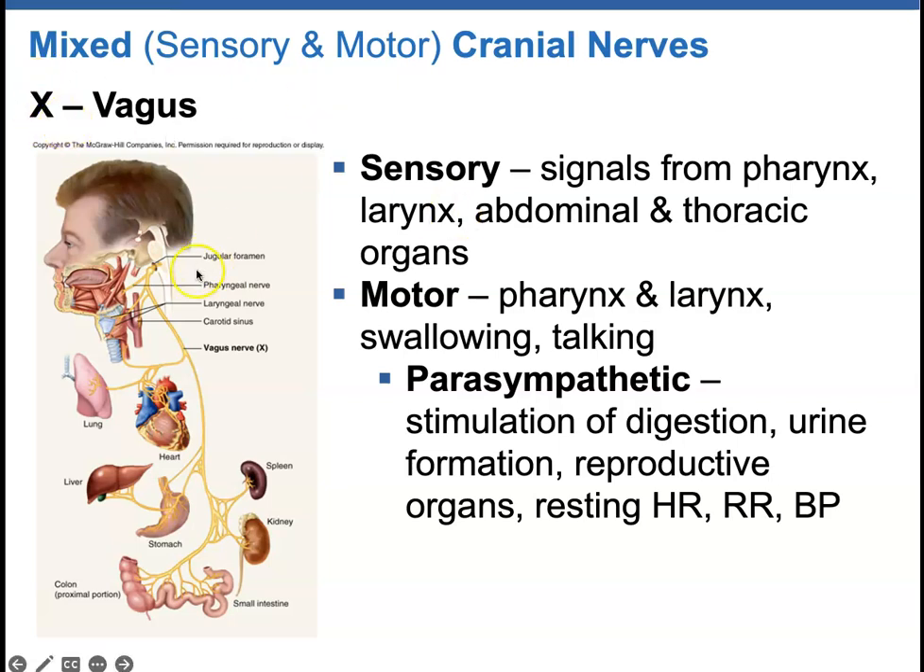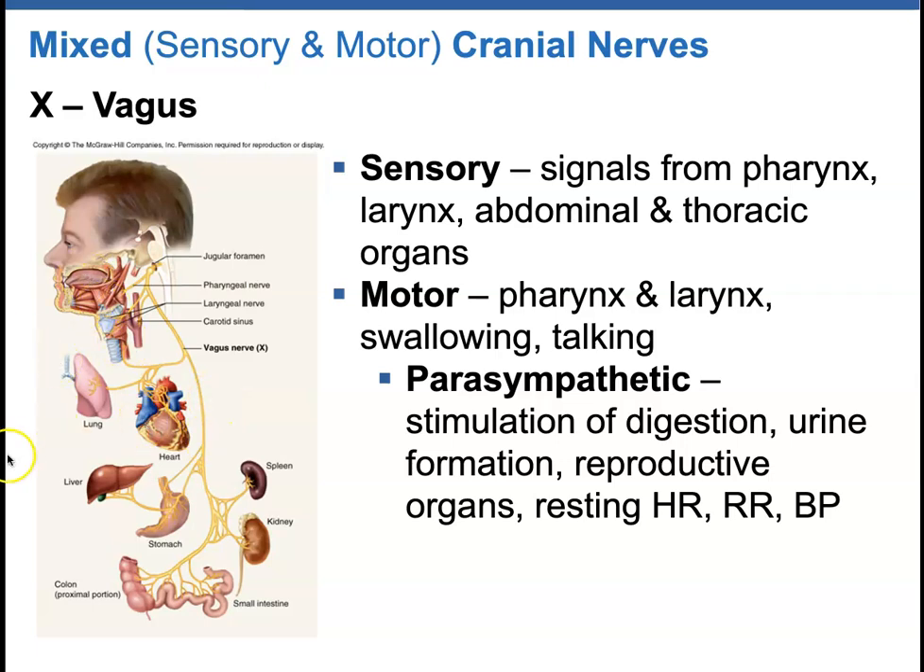So for the sensory portions, you're going to have signals coming in from the pharynx and the larynx. So the swallowing is real critical for this. Same thing in terms of if anything goes into the larynx, you're going to have a glottic reflex, which is going to cause you to cough or do something to react to whatever is trying to get down and block the airway.